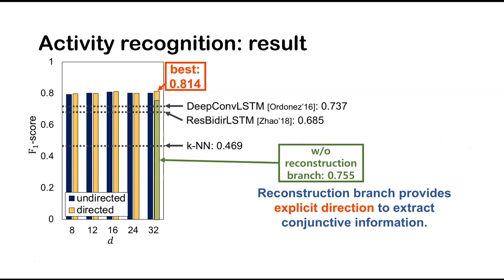We also tested our method without the reconstruction branch, in other words, the decoder. Then the whole model is quite similar to a normal convolutional network. In this case, we obtained an F1 score of 0.755, showing that the reconstruction branch plays an important role to extract useful conjunctive information.